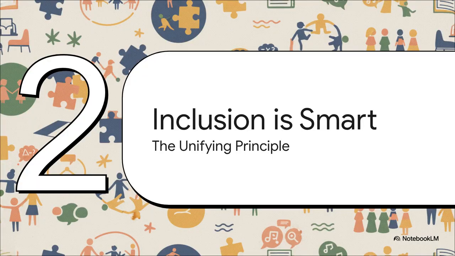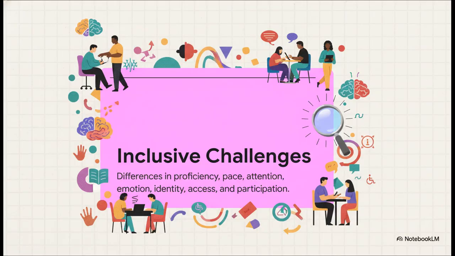Okay, so we've walked through all 12 of these challenges. Academic, emotional, environmental, the whole shebang. But here's where it all comes together. They might seem like 12 separate problems, but they're not. They're all pointing to one single powerful idea. Because when you boil it all down, this is what an inclusive challenge really is. It's about all the differences in proficiency, pace, attention, emotion, identity, access, and participation. It's the beautiful, sometimes messy, but always incredible spectrum of what it means to be human. It's about seeing those differences and responding to them.